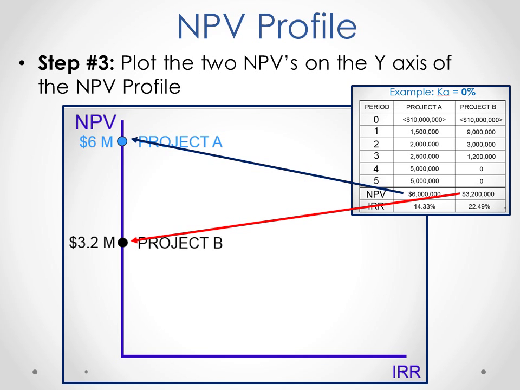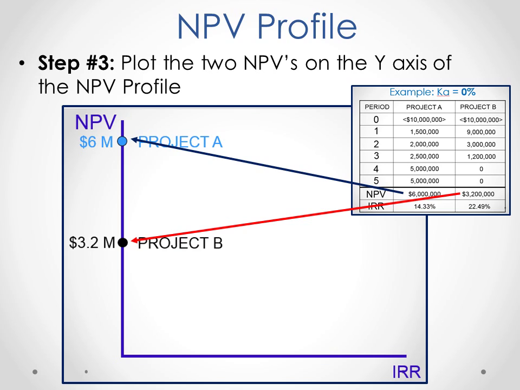So on this slide, I've just transposed the table in which we calculated the net present value at a cost of capital of zero for both. And what we do is we go all the way to the left on the horizontal axis. We're assuming the IRR, and therefore the cost of capital, is zero, and then you go straight up. Project A has a $6 million net present value, and project B has a $3.2 million net present value.